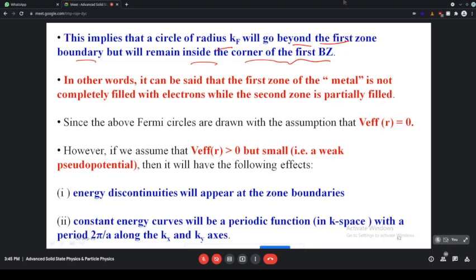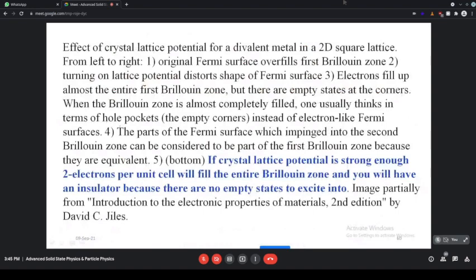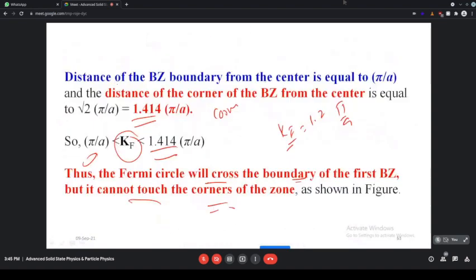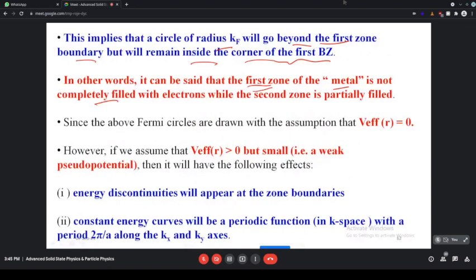Or we can say even the first zone is not completely filled. Like this, the first zone is not completely filled, and even the second zone is not completely filled. If you consider V equal to 0, then there will be no discontinuity at the zone boundary. But if you consider V not equal to 0, or a weak pseudopotential acting on the electron, in that case an energy discontinuity will appear at the zone boundary.